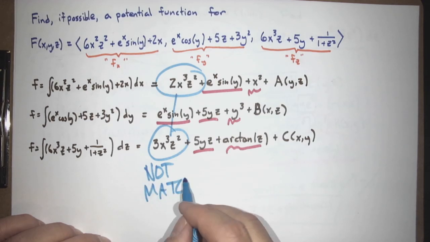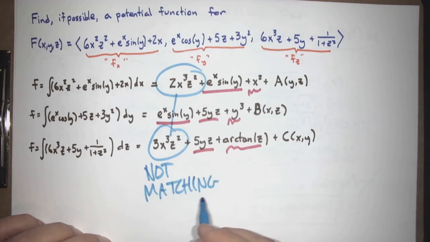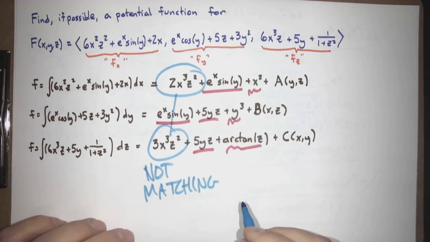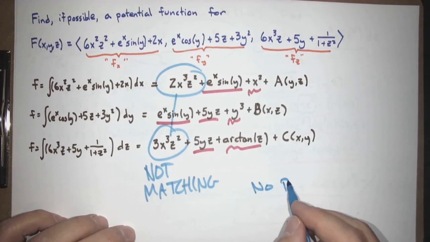So what does that tell you? Not conservative. Now, there are a few cases where you might be able to pull out a trig identity and rewrite, but that's not the case here. So this is not possible. There's no potential function.